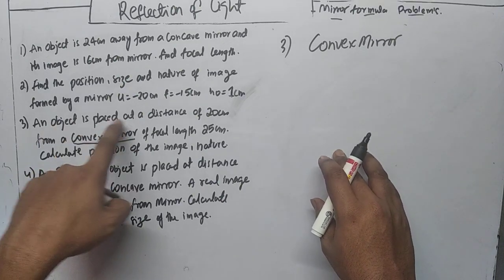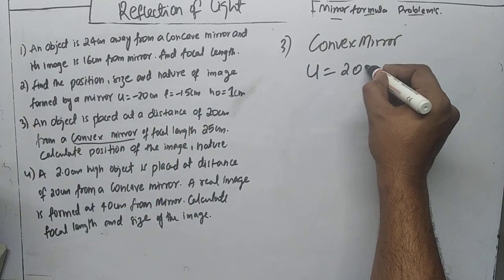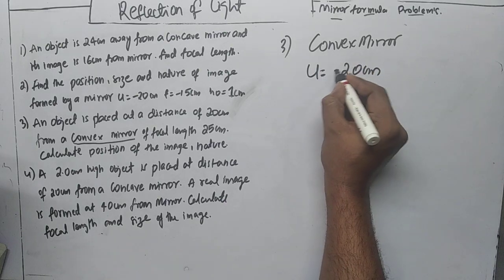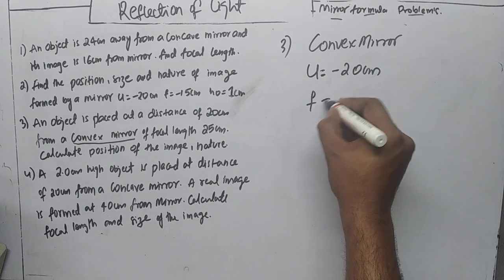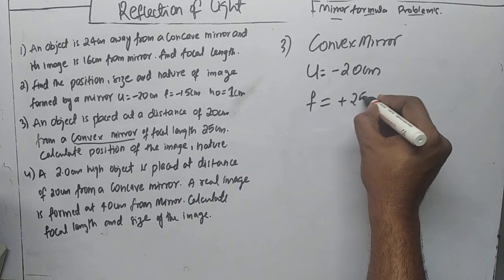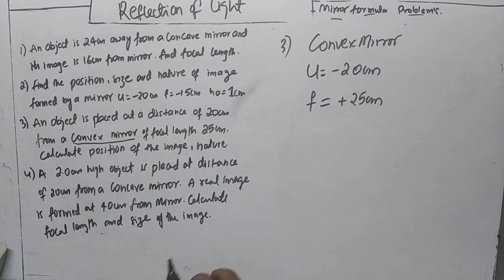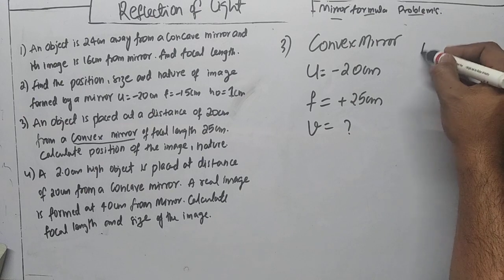An object is placed at a distance of 20 centimeter. So u value is 20 centimeter. Whether it is convex or concave, the u value is always negative. From a concave mirror, focal length, so f value is plus 25 centimeter. Calculate the position of the image. You have to find the position and nature.